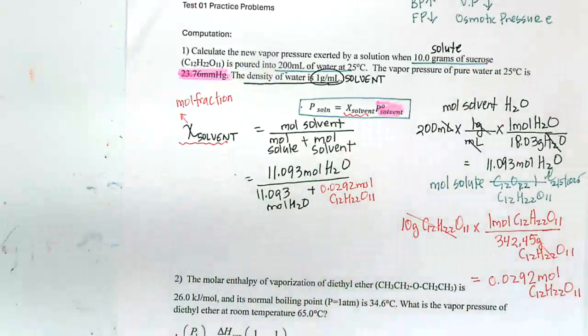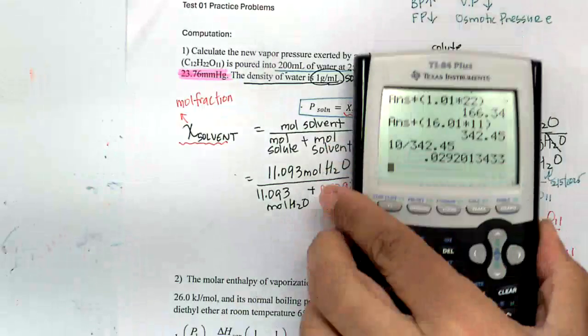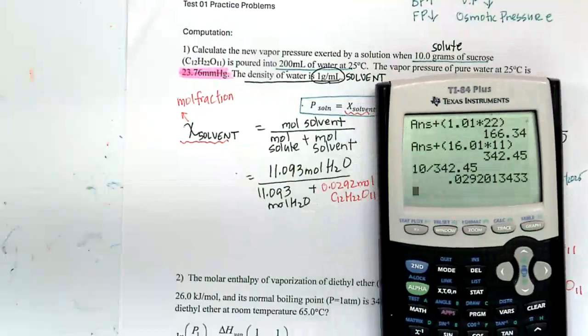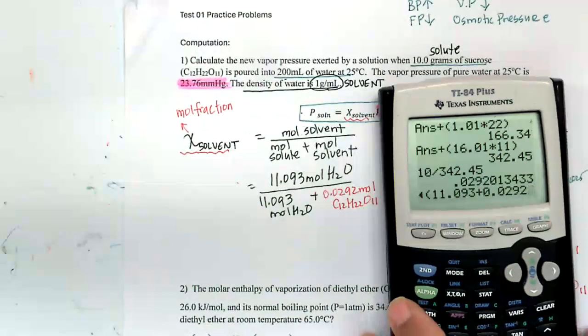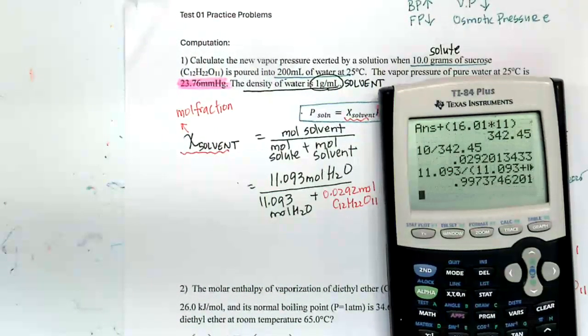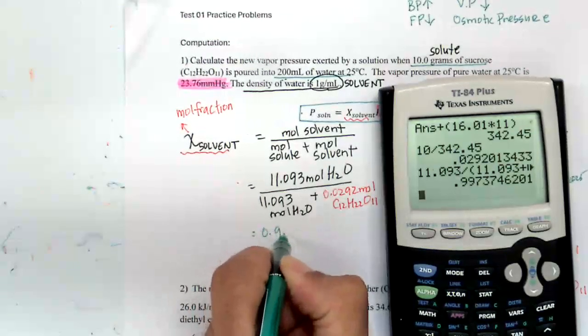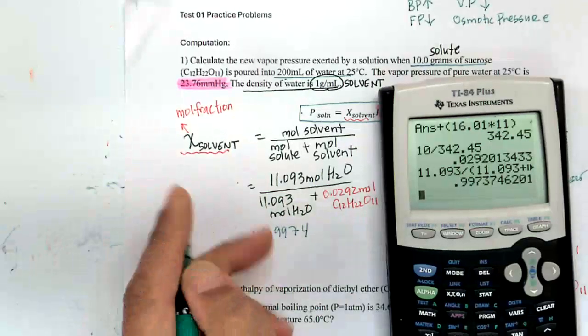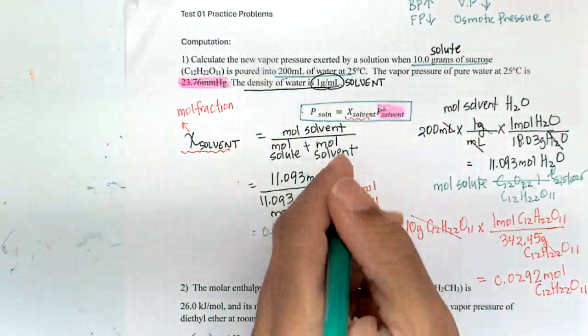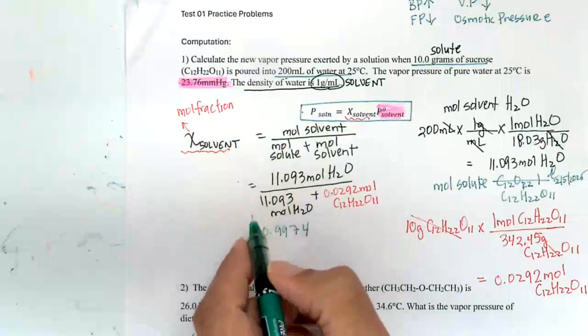So what is this on our calculator? Okay, 11.093 divided by 11.093 plus 0.0292. 0.9974. Okay, 0.9974. Yeah, okay, 0.9974. All right. So that is the mole fraction.